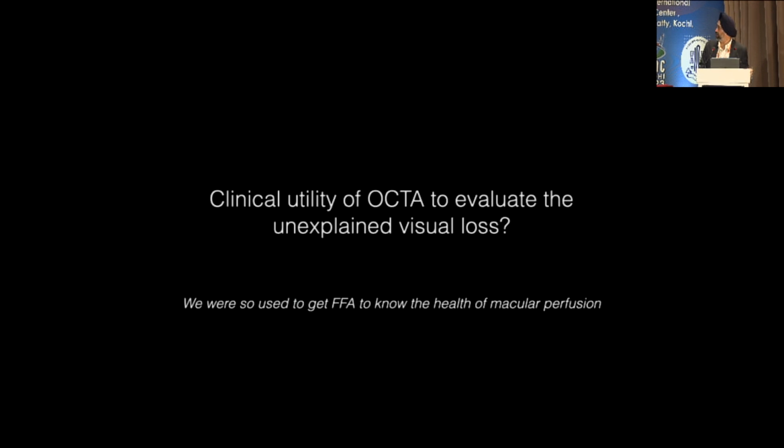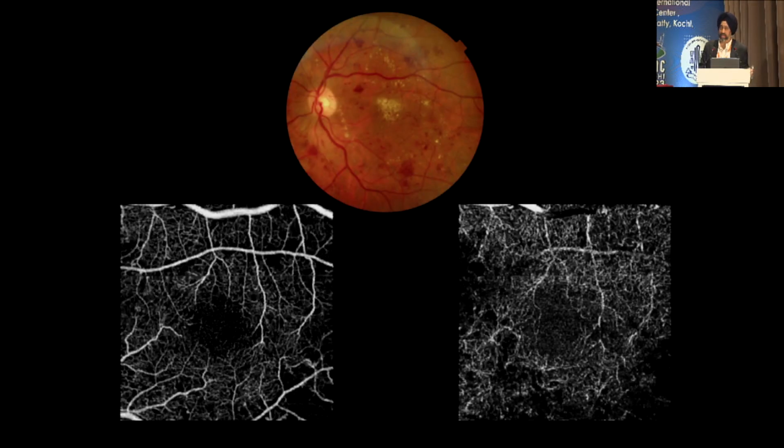So what about the clinical utility of OCTA to evaluate unexplained visual loss? Yes, without injecting a dye, we can see capillary non-perfusion or the macular perfusion areas in the macula, suggesting that the patient can have a visual loss because of this. We all know that the superficial capillary plexus and the deep capillary plexus will have different kinds of outcomes, and more damage can be seen in the deep capillary plexus in this slide.